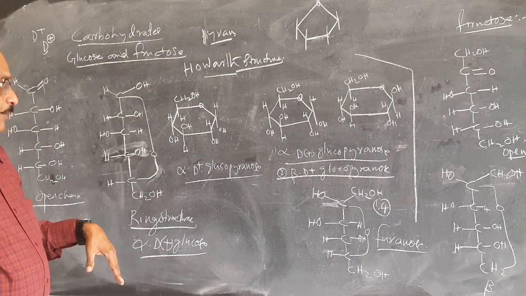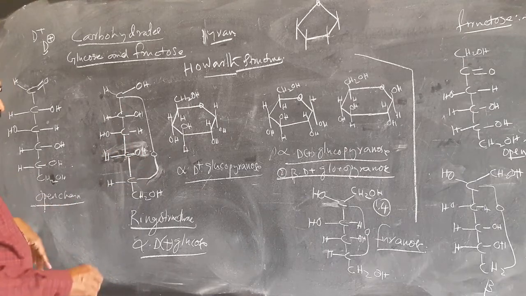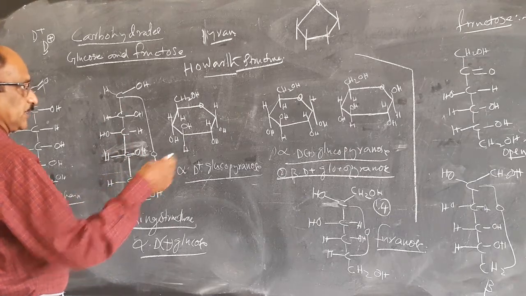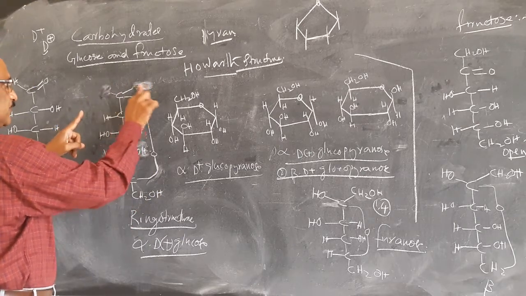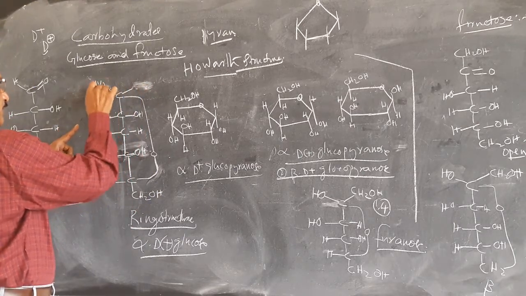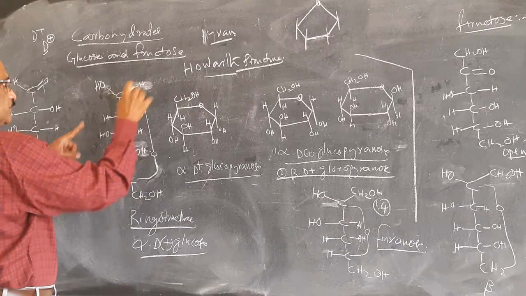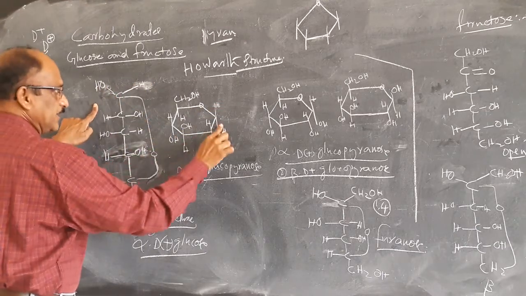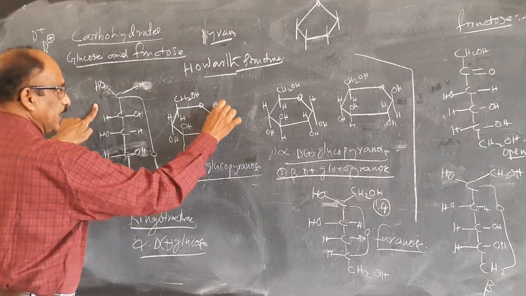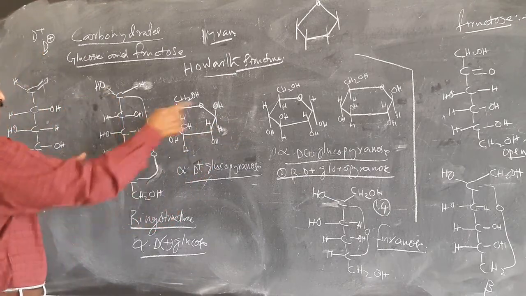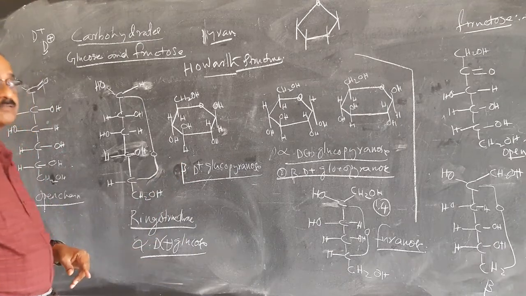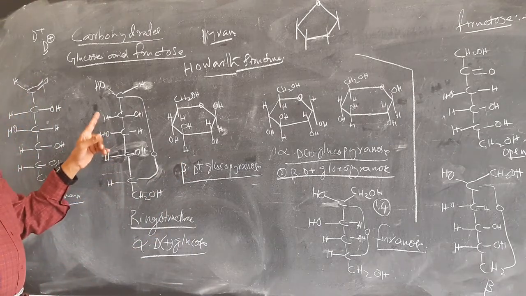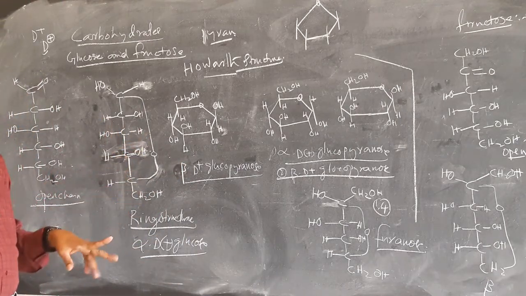Similarly, beta also. Please check the beta structure. I have already written it. That is the only change. The change will be happening here only. If you write OH here, this compound, and this here. And here there is a change: OH will come here and H will come. That I told you, the left side group should come. So then correspondingly this compound will be beta D plus glucopyranose. So alpha D plus and beta D plus.